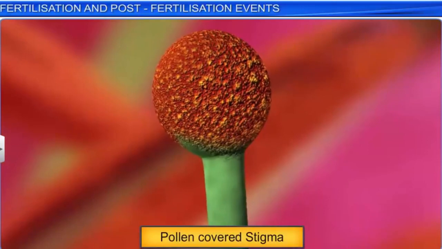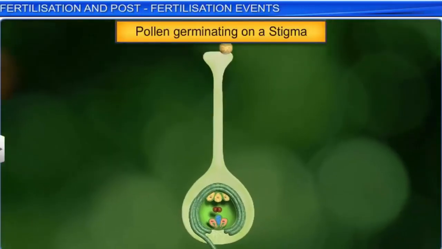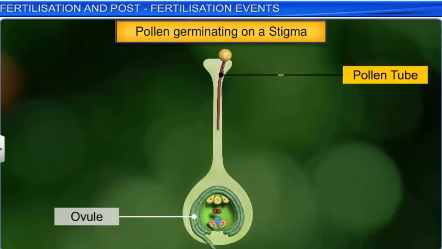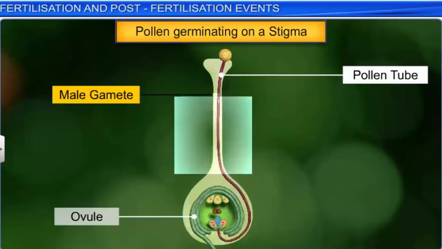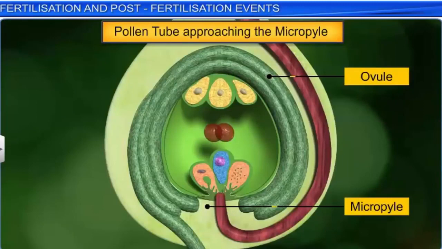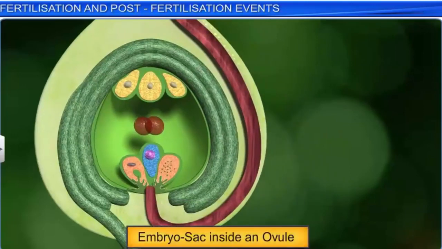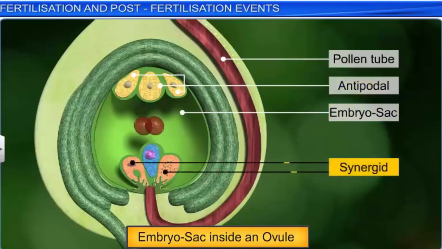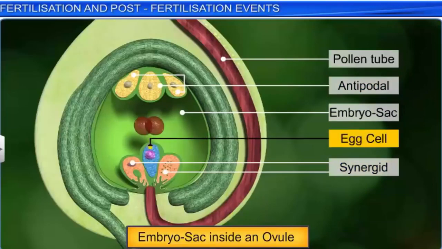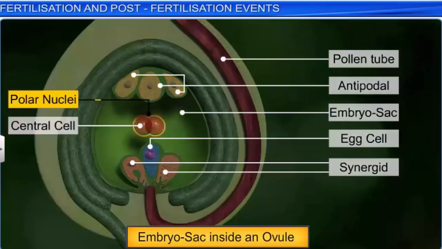If the pollen is of the right type, the stigma induces it to germinate and produce a pollen tube. The pollen tube, containing the 2 male gametes, then secretes hydrolytic enzymes which help the pollen tube to digest the tissues of the style as it travels down to enter the ovule through the micropyle, a minute opening in the ovule. Inside the ovule, the pollen tube encounters the embryo sac, the female gametophyte, containing 3 antipodals, 2 synergids, an egg cell, and a central cell with 2 polar nuclei.